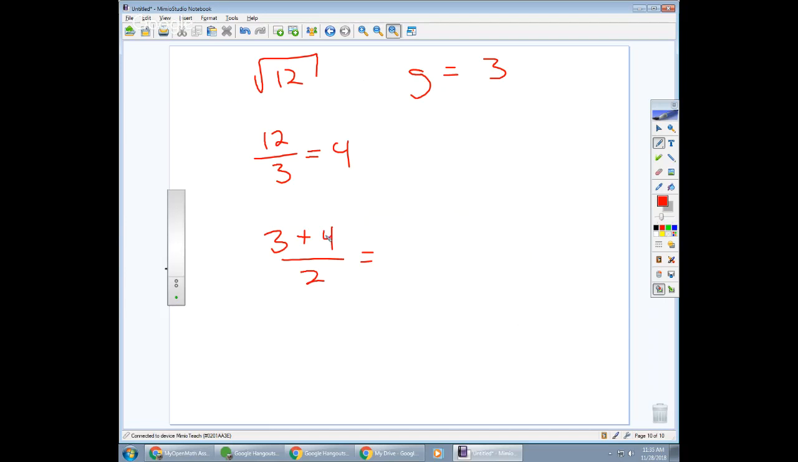So what's 3 plus 4? 7. 7 divided by 2 is 3.5. That's a better guess at the square root of 12. You see the geometry of it there? Does that work?